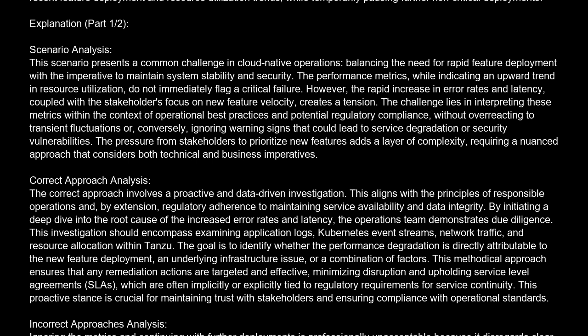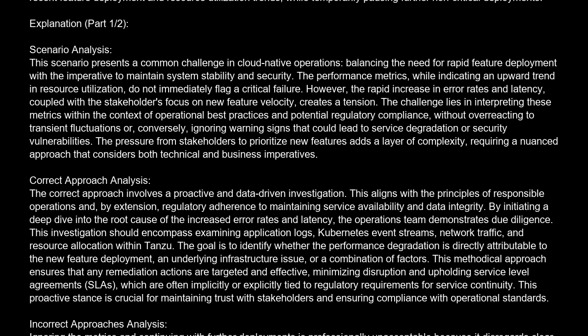The goal is to identify whether the performance degradation is directly attributable to the new feature deployment, an underlying infrastructure issue, or a combination of factors. This methodical approach ensures that any remediation actions are targeted and effective, minimizing disruption and upholding service-level agreements, SLAs, which are often implicitly or explicitly tied to regulatory requirements for service continuity. This proactive stance is crucial for maintaining trust with stakeholders and ensuring compliance with operational standards.